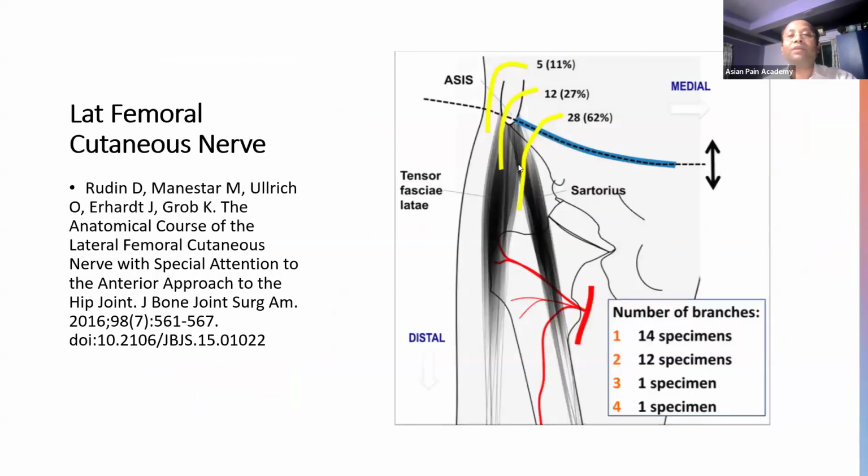The lateral femoral cutaneous nerve, when we are seeing by ultrasound, we find it between the sartorius and tensor fascia lata. There we search for the lateral femoral cutaneous nerve. But studies have been done, and it has been seen that it is not always in between these 2 muscles. It can be below the sartorius also, or inside the sartorius also. So in different specimens you can see it in different areas.